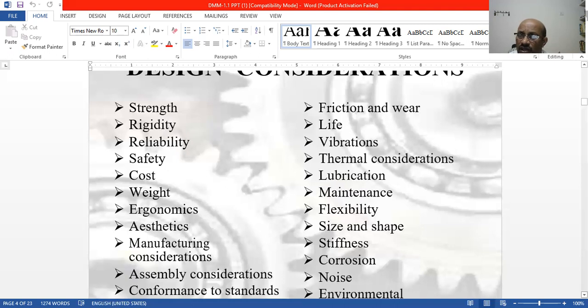Size means suppose it requires only 2 meters. Suppose you manufacture 4, it is going to occupy the place, so all these things will be very difficult. According to the design considerations, the design of the product, we have to finalize the size of the product. Another one is stiffness of the product. What is the stiffness? It means strength, stiffness of the product. That is also very important.